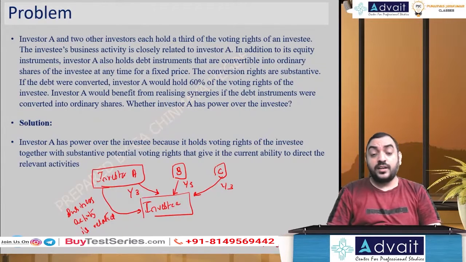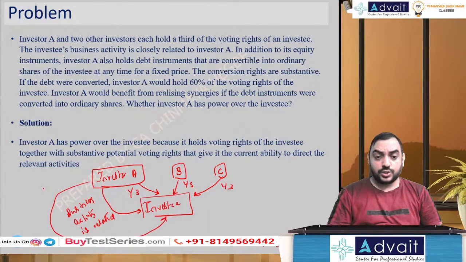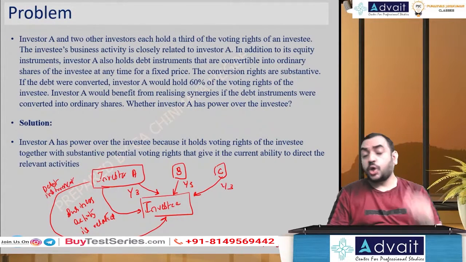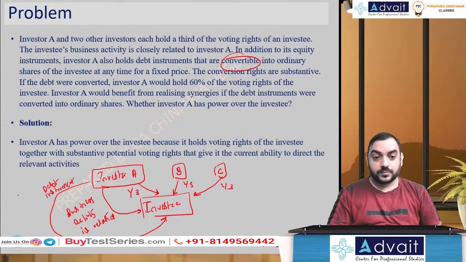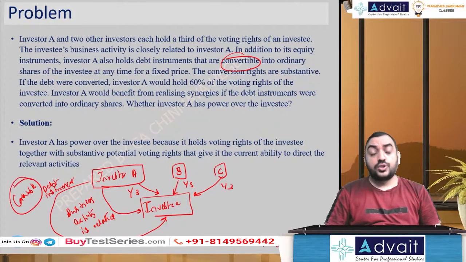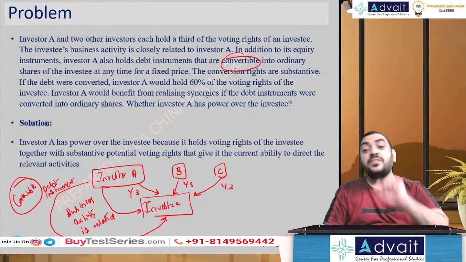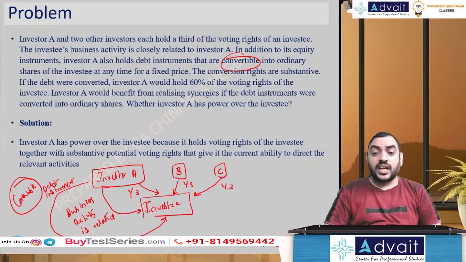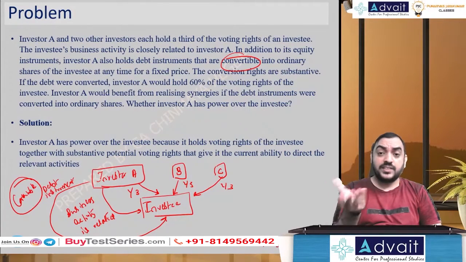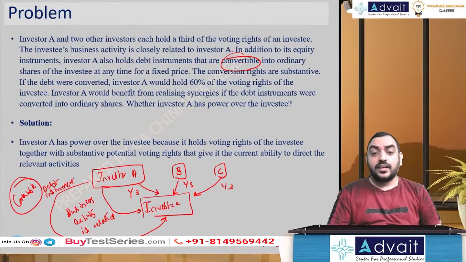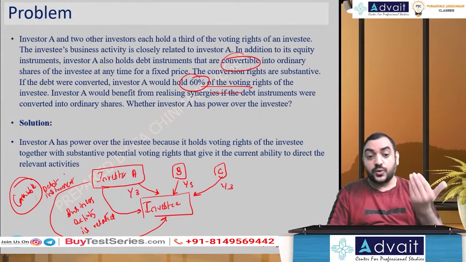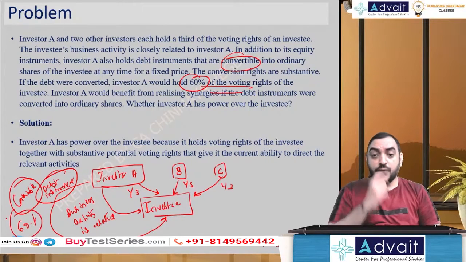In addition to the equity instrument, A also has a debt instrument. A not only has an equity instrument, it also has a debt instrument, meaning like debentures, bonds, and that too not pure debt instruments, but convertible ones. So investor A has one third in equity shares, has convertible debt instruments, and the business is related. So many points. The conversion rights are substantive, that means they are likely to be exercised. If converted, investor A would have 60% of the voting rights, from one third, while the others have 33%. If the debt instrument becomes equity, it will become 60% of the voting rights.